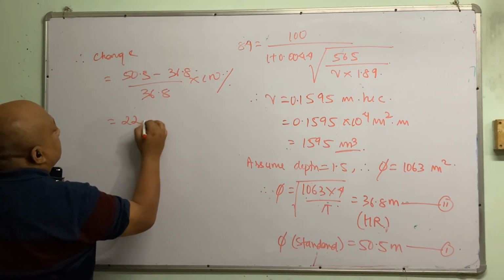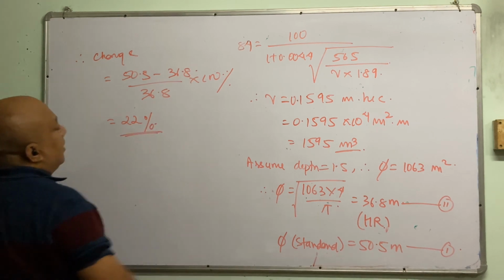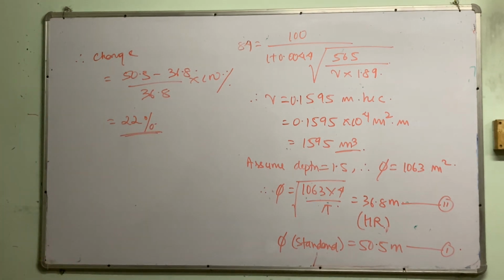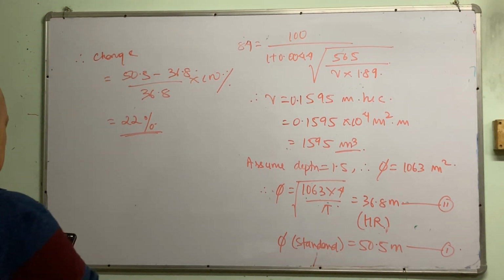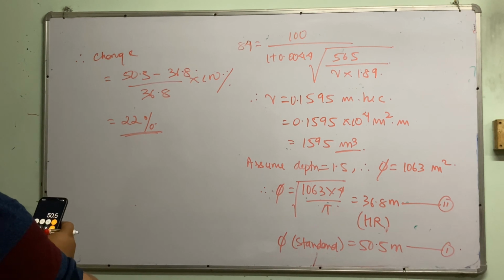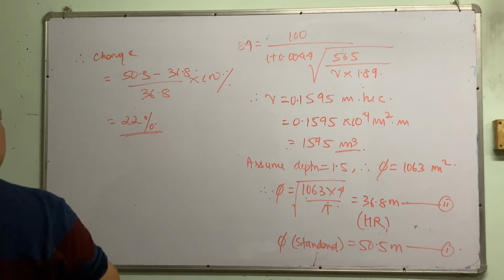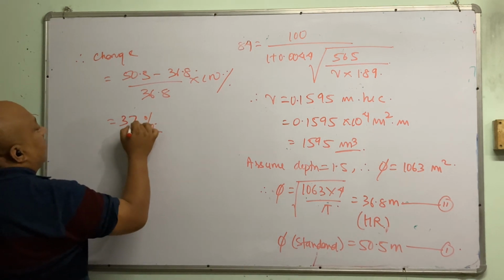That is 22%, you have to decrease. Okay? The value is not that. 50.5 minus 36.8 is equal to, oh, this is 13.7. Okay.